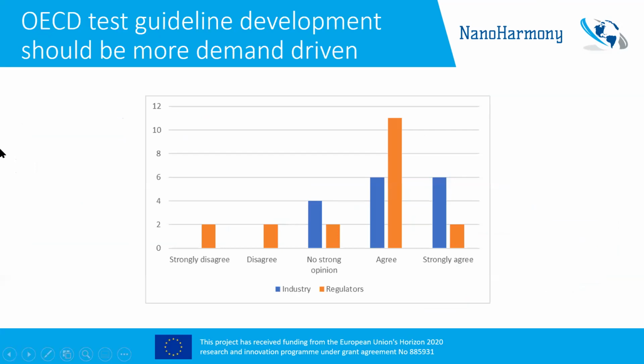We asked both groups about OECD test guideline development and whether it should be more demand driven. And as you can see, between the industry and the regulators, there is an agreement here that it should be more demand driven, with industry strongly agreeing and agreeing in equal measures, and only regulators coming out with any disagreement with that statement.